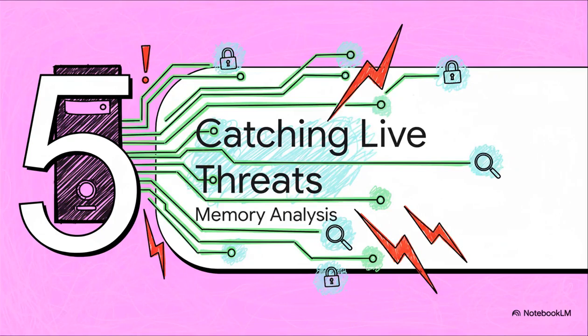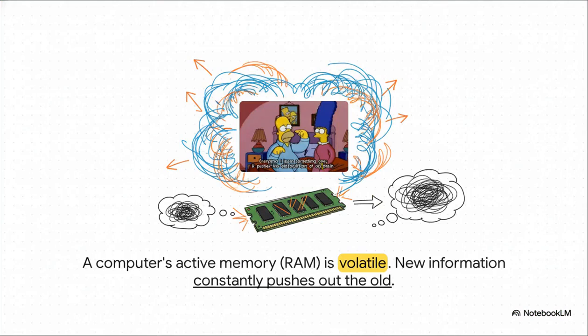Now, everything we've talked about so far is called dead box forensics, analyzing a machine that's turned off. But what if the attack is happening right now? That calls for a totally different, much more urgent approach: live memory analysis. See, a computer's RAM is like its short-term memory. It's incredibly volatile. It's constantly changing, constantly being overwritten. The moment you pull the plug, everything in it vanishes forever.